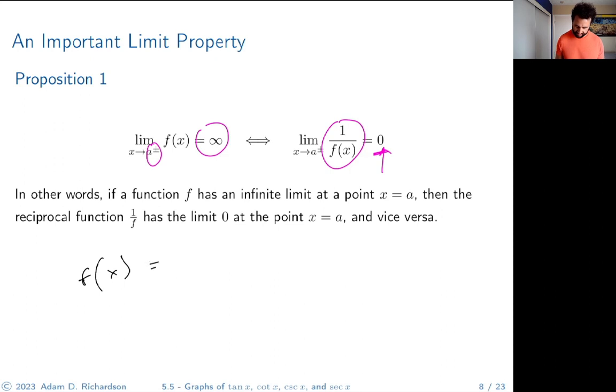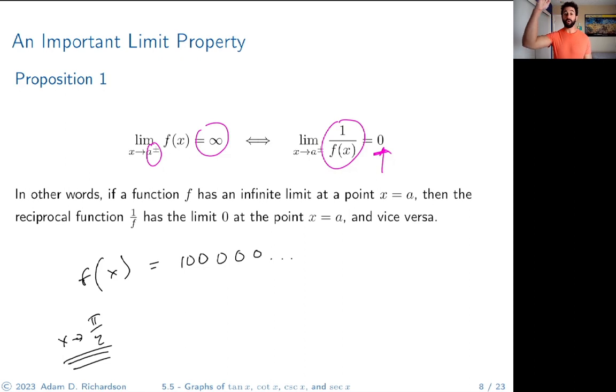If f of x ends up equaling something like, we'll start with 10. So let's say I'm approaching some number like pi over 2 for tangent, right? x is going to pi over 2. Well, I got the number 10. Now if I get closer to pi over 2, I might get 100. And then I would get 1,000. And then 10,000. And then 100,000, right? So basically, as I keep approaching this number, my function values blow up to infinity, really, really large numbers.